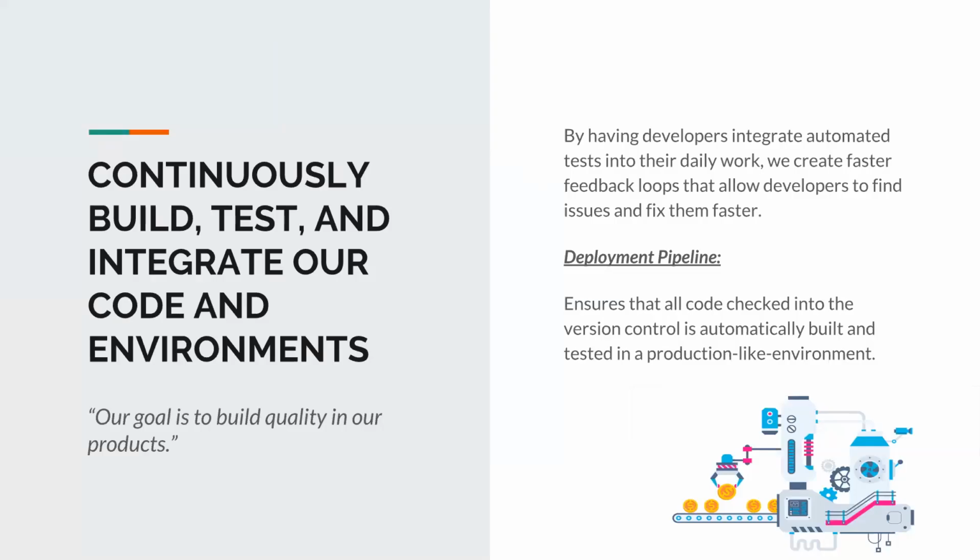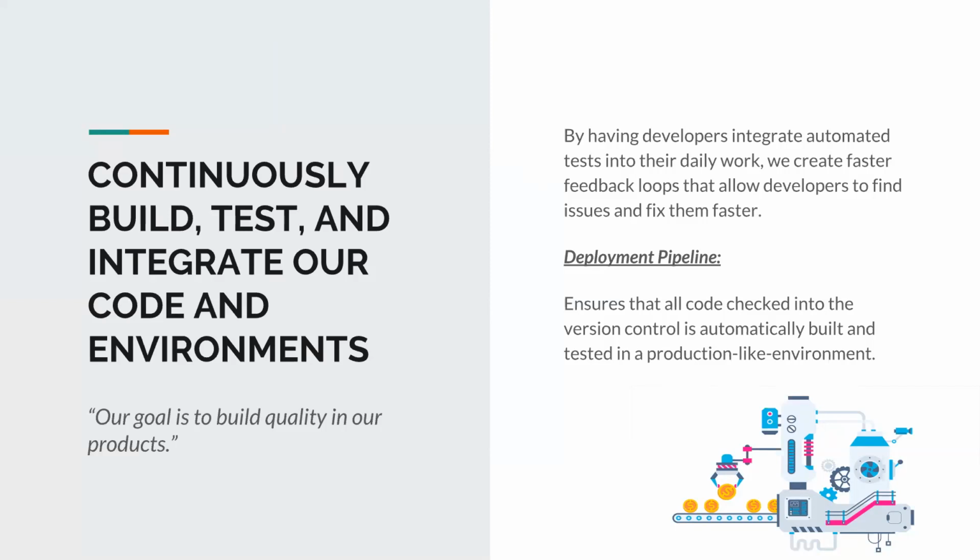So our goal at the end of the day is to always build quality in our products. One thing we can do to build that quality is by having developers integrate automated testing into their daily work. This allows us to create faster feedback loops that allow developers to find issues and fix them.